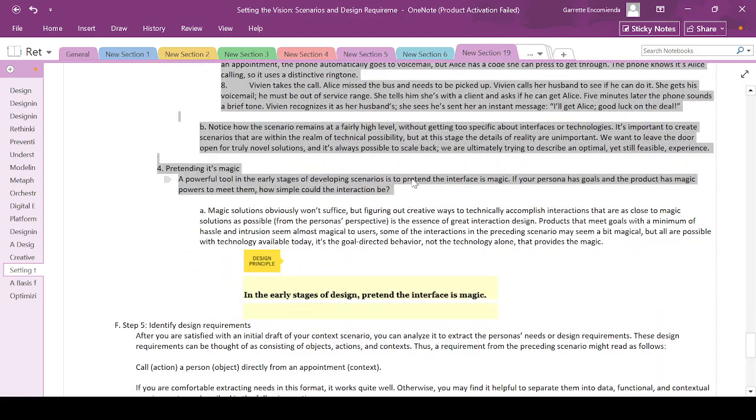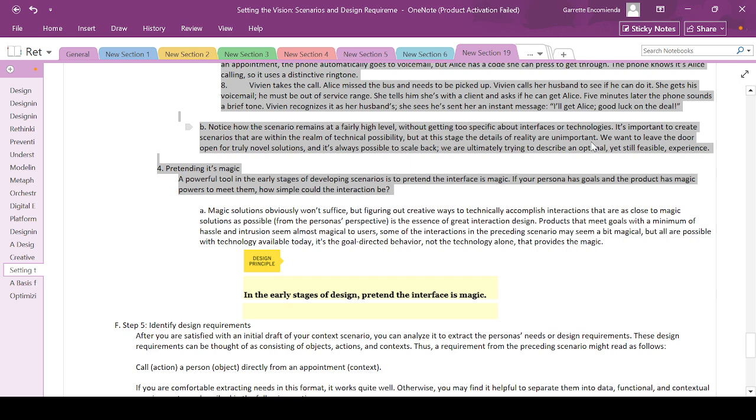So those are the basics. These are the problems that will help us better communicate to our stakeholder. Notice how the scenario remains at a fairly high level without getting too specific about interfaces or technologies. It's important to create scenarios that are within the realm of technical possibility, but at this stage, the details of reality are unimportant.